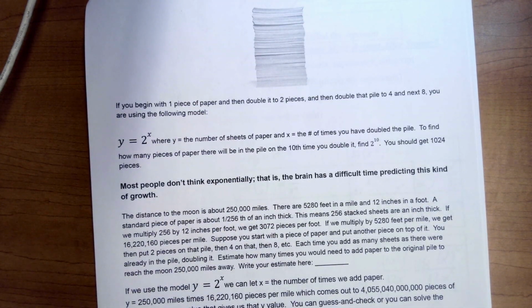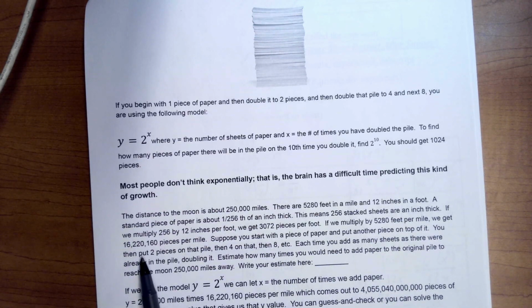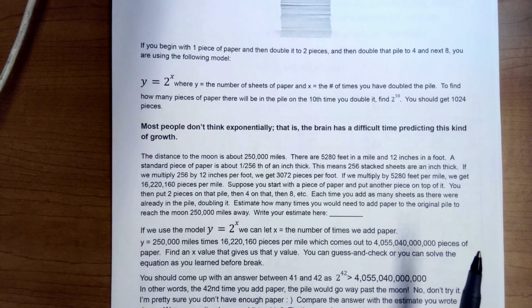Again, a piece of paper is 1/256th of an inch thick, so 256 stacked sheets are an inch. If you multiply that by 12 inches per foot, it would take 3,072 pieces to make a foot. Multiplying by 5,280 feet per mile would get you 16,220,160 pieces of paper stacked up to cover a mile.